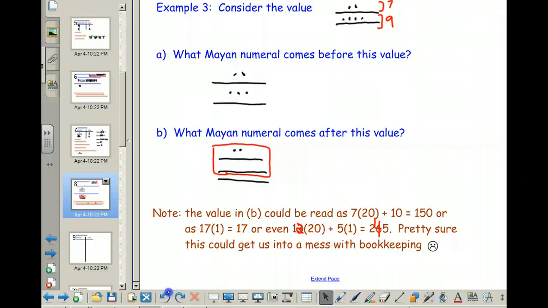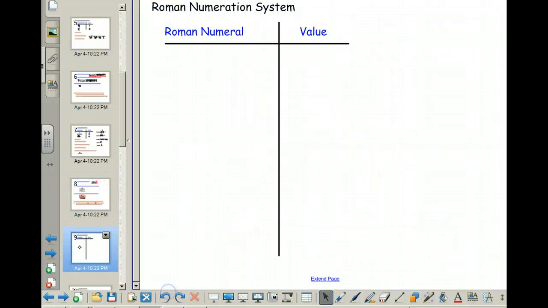So there are definite benefits, right? I mean, this is pretty easy to write. Dots and lines and shells, I can do that. But it's still got some problems. At least they have a number zero, which they almost didn't have. I mean, there's pros and cons. You're going to talk about pros and cons of them when you're doing your book problems.